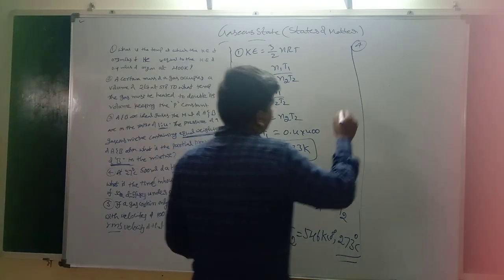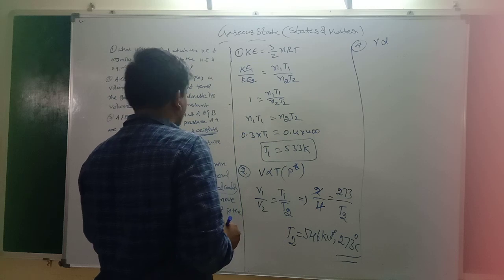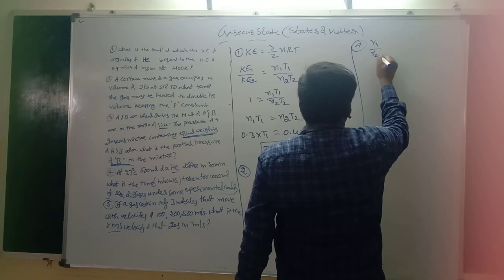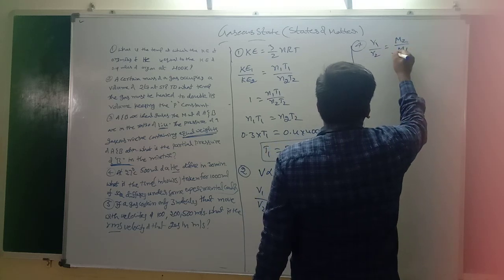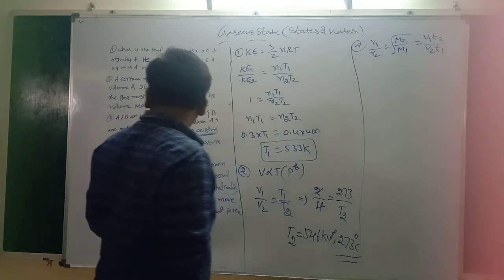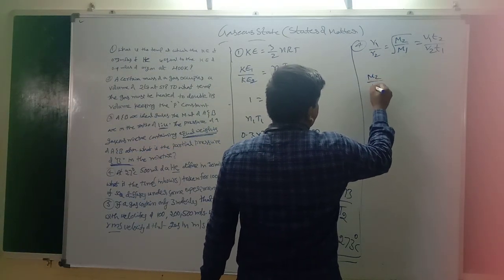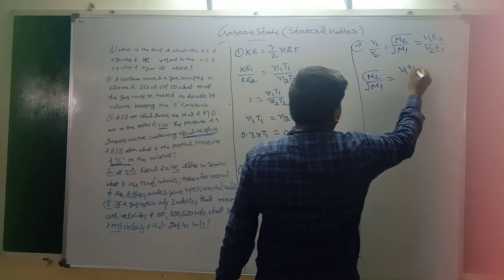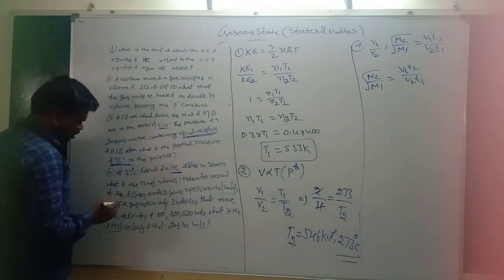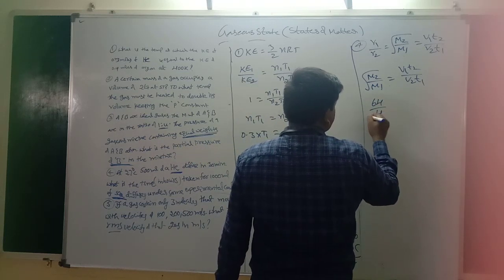First of all, the related formula: rate is directly proportional to volume and inversely proportional to time. Then R1 by R2 equal to square root of M2 by M1 is equal to V1 T2 by V2 T1. Here the rate of diffusion is the same, then square root of M2 by M1 is equal to V1 T2 by V2 T1. Here the molecular weights of the two gases: SO2 is 64 and helium is 4.